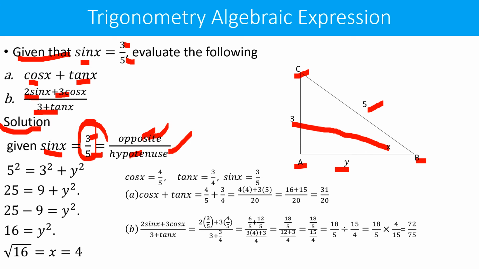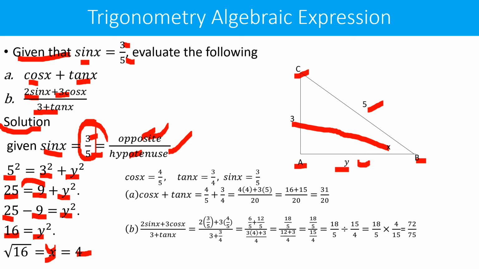So using Pythagoras theorem here, hypotenuse square, which is 5 square, is equal to opposite square, 3 square, plus adjacent square, y square. So 5 square is 25, 3 square is 9. So 25 minus 9, because this 9 will move to this side, is equal to y square. So 25 minus 9 is 16, equal to y square. If we find the square root of both sides, we get y is equal to 4. So you put here 4.